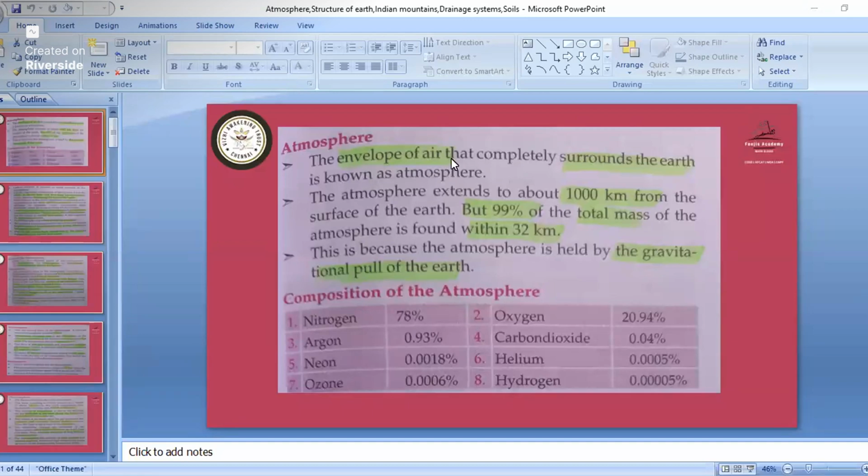Atmosphere means the envelope of air that completely surrounds the Earth. That is known as atmosphere. Atmosphere has many layers. All those layers extend up to 1000 kilometers from the surface of Earth, but 99% of the total mass of the atmosphere is found within 32 kilometers. That is because of the gravitational pull of the Earth.